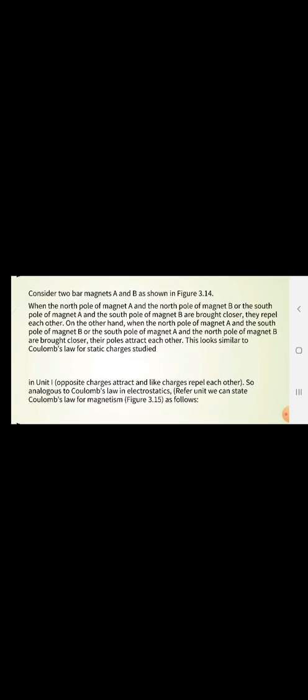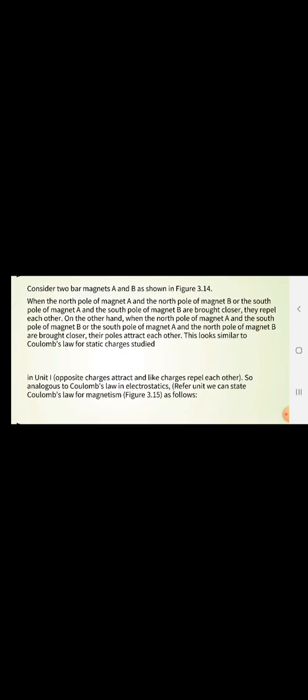Consider two bar magnets A and B as shown in figure. When the north pole of magnet A and the north pole of magnet B, or the south pole of magnet A and the south pole of magnet B are brought closer, they repel each other. On the other hand, when the north pole of magnet A and the south pole of magnet B, or the south pole of magnet A and the north pole of magnet B are brought closer, the poles attract each other.